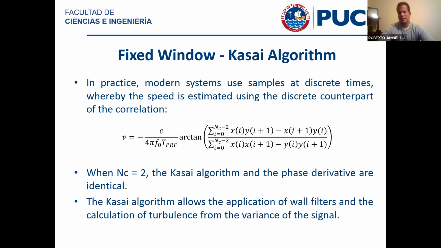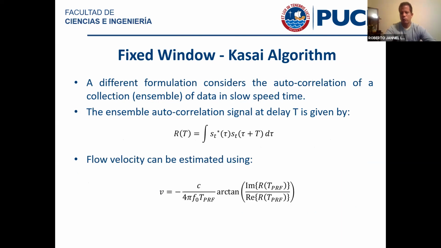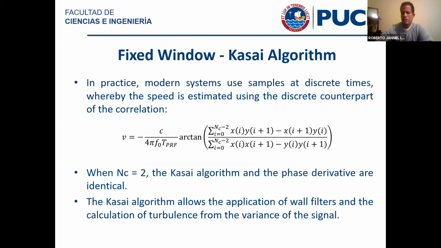Now, in practice, what we're going to use is signals that are sampled, of course. So this autocorrelation, the imaginary and the real part of the autocorrelation, we are going to estimate it by using discrete counterparts. So instead of having an integral, we are going to have a summation, because the autocorrelation would be a discrete autocorrelation.